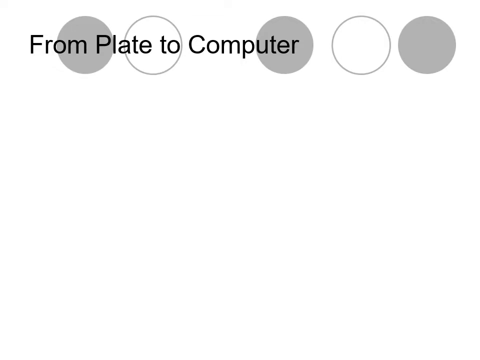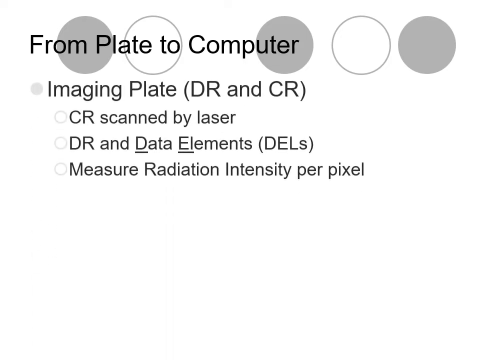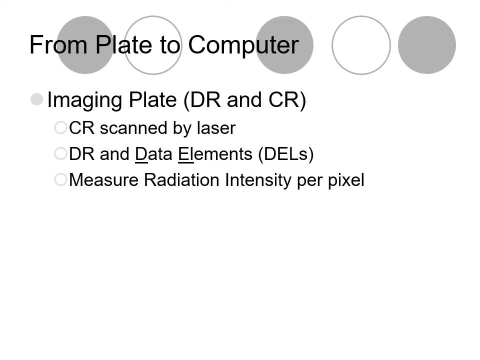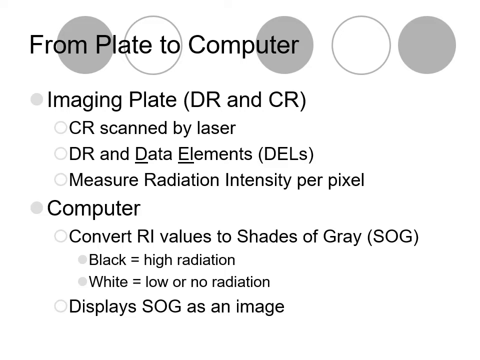So, a summary of the process that an image takes from an exposed plate to a computer display is: the imaging plate is exposed to radiation and the plate is scanned by either a laser in the case of a CR plate, or the individual detector elements are queried by the DR plate's software for radiation intensity on a per pixel basis. The computer then takes these radiation levels, converts them to pixels, and sends them to the pixel matrix displaying various shades of gray. The current values map high radiation values to black and dark shades of gray, and low to no radiation values to light shades of gray or white.